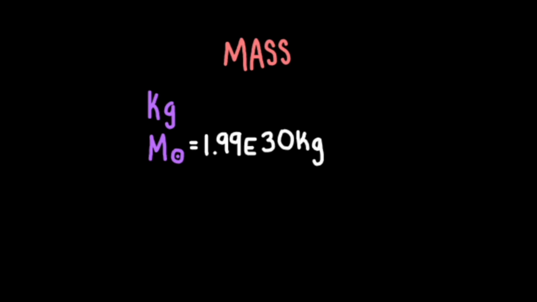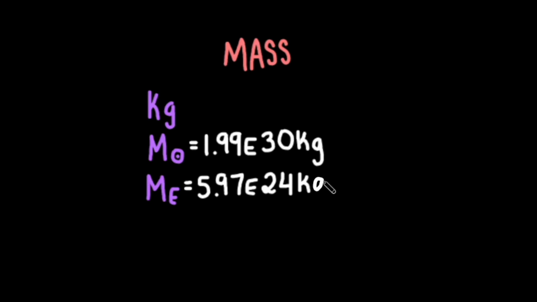Now, we can also talk about the mass of Earth and the mass of Jupiter. So when talking about the mass of other planets, we sometimes use an Earth mass or Jupiter mass for reference instead of the solar mass. The mass of Earth is equal to about 5.97 e to the 24th kilograms, and the mass of Jupiter is equal to about 1.9 e to the 27th kilograms.